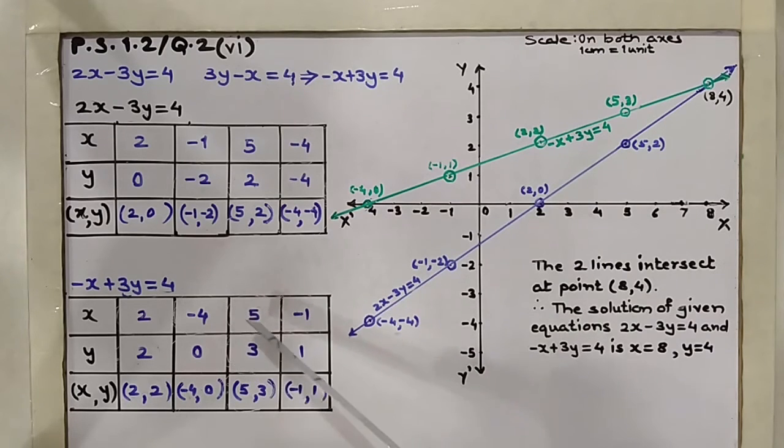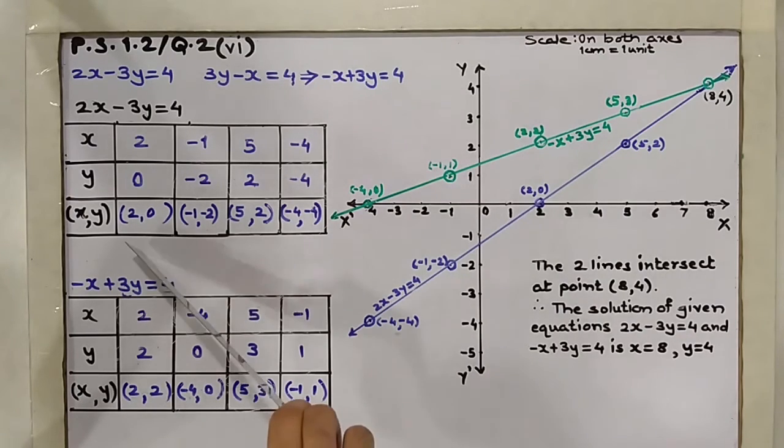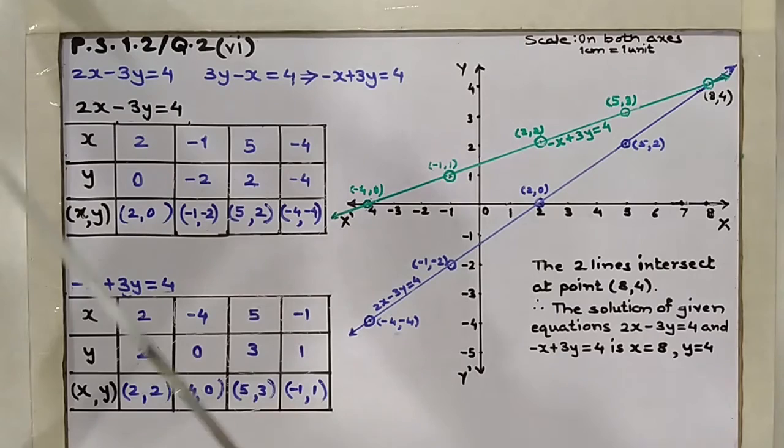Then we have assumed the value of x as 5. Putting the value in the equation, we get the corresponding value of y as 3. So the ordered pair is (5, 3). And then we have assumed the value of x as -1. Putting this value in the equation, we get the corresponding value of y as 1. So the ordered pair is (-1, 1). So now we have got 4 points for the first equation. We have also found the 4 points for the second equation.